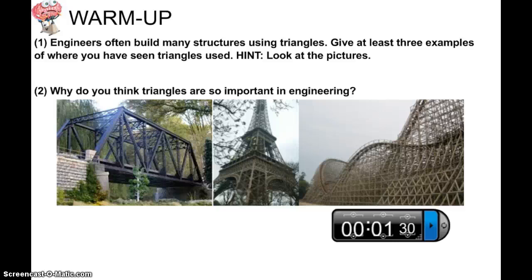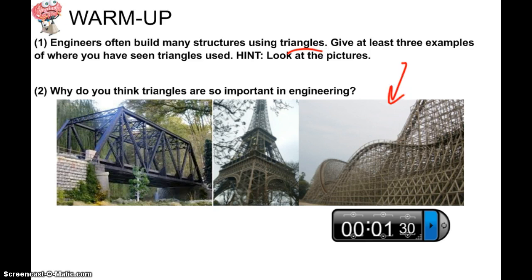In this video, we're going to be talking about triangle congruence and rigidity. To start with a warm-up, think about this. Engineers often build many structures using triangles. Give at least 3 examples of where you have seen triangles used. Hint, look at the pictures below.